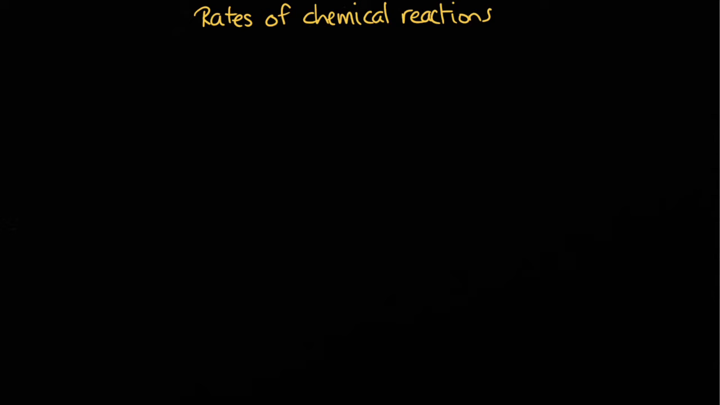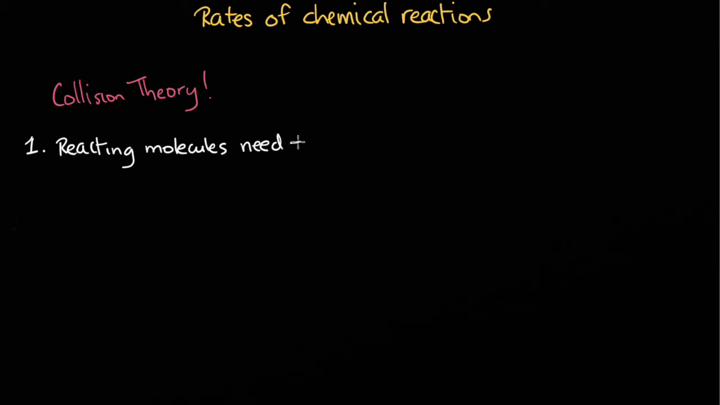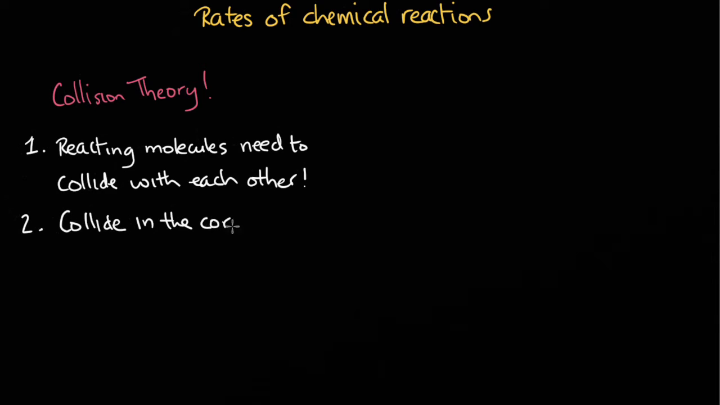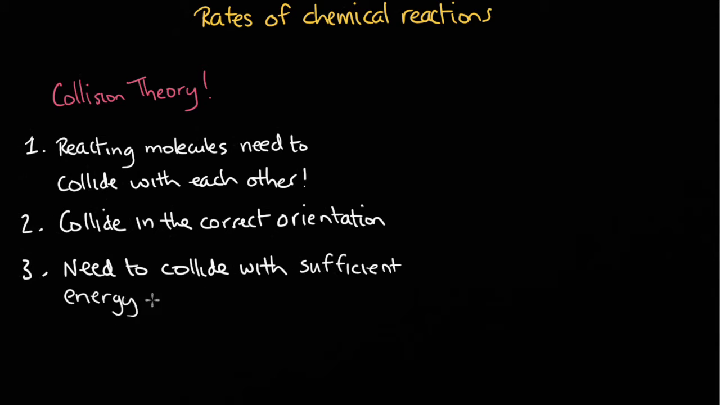Now, one of the most important concepts when we deal with rates of chemical reactions is a theory called collision theory, which states that three factors must be met in order for a successful reaction to occur. Number one, reacting molecules need to collide with each other. Number two, they need to collide in the correct orientation. And number three, they need to collide with sufficient energy to break bonds.